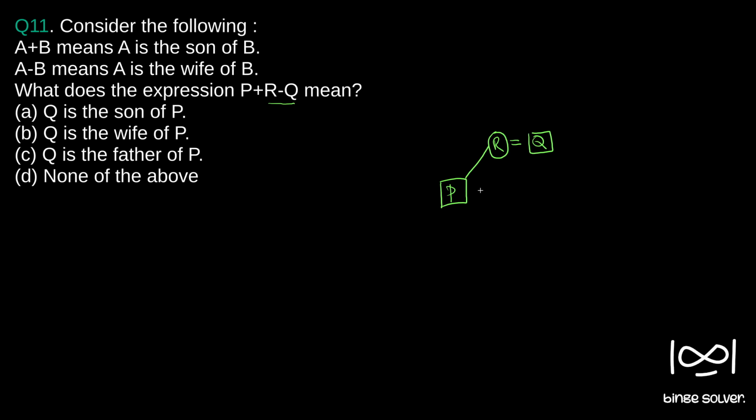So from this, the answer will be P is the son of Q. Q is the father of P. So as you can see, they are the couple, and P is the son and Q is the father. So Q is the father of P is the answer. Solution to question 11 is C.